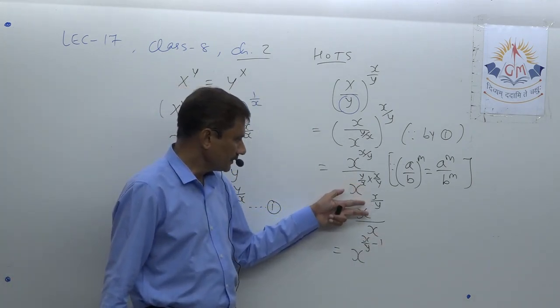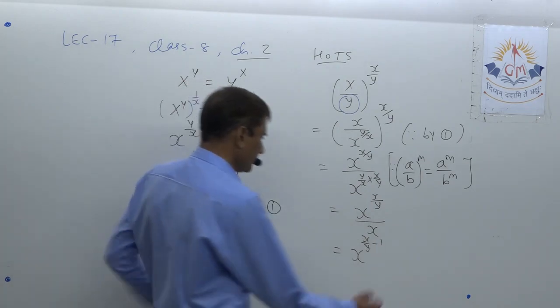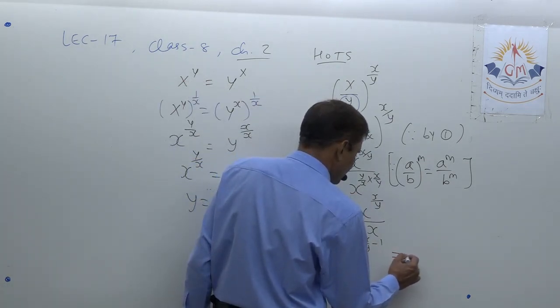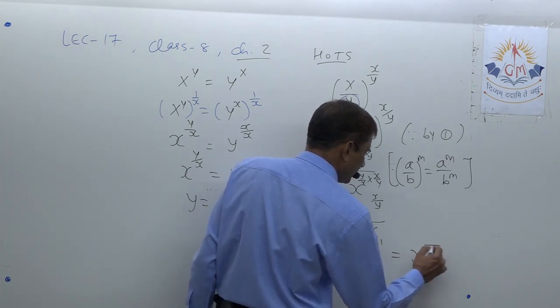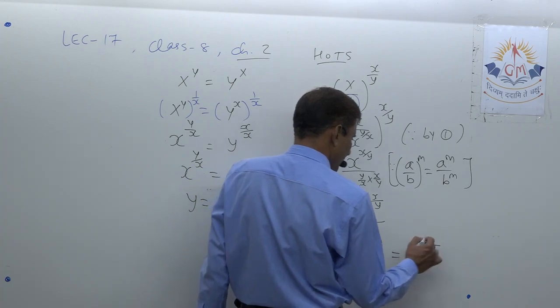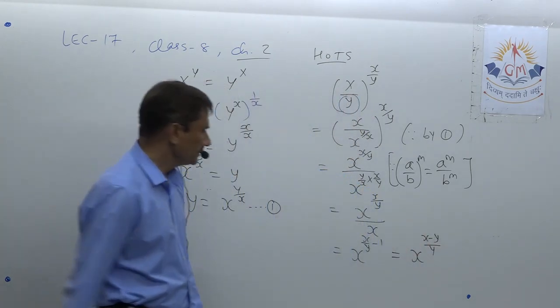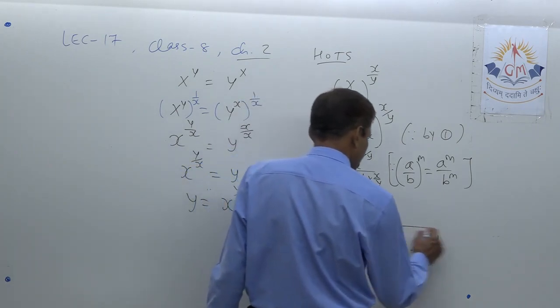Degree of numerator minus degree of denominator. So just simplify it here. So it will be x raised to, now take the LCM here, means cross multiply. So it will be x minus y. So that is our final answer.